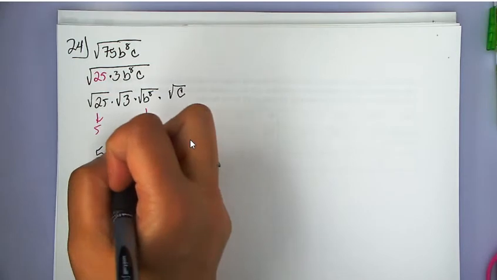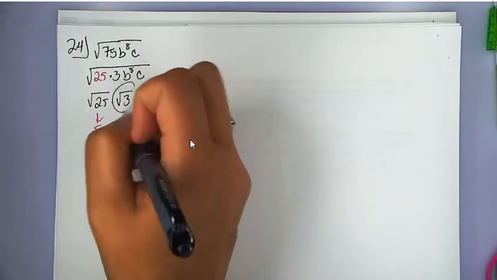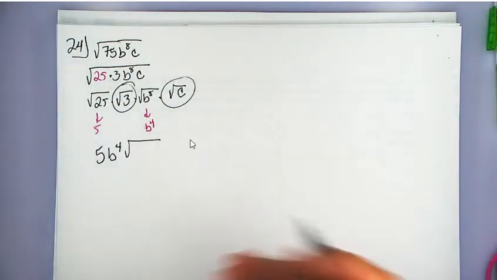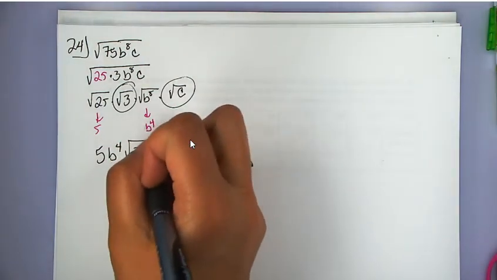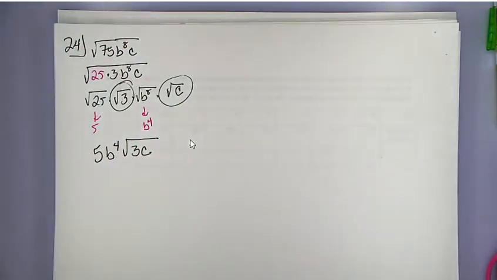75 is 25 times 3. Do we agree? The square root of 25 is 5. So we pull the 5 out. Now we move over to our letter. 2 goes into 8 how many times? 4. That is b to the 4th.